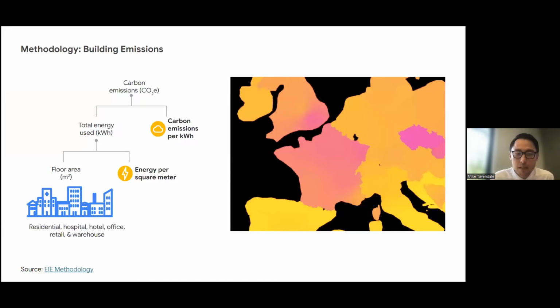So in terms of building emissions and our methodology, we first calculate the total floor area for each building type, which allows us to account for mixed-use buildings. We then use region-specific energy intensity factors from the Climate Action for Urban Sustainability tool, also known as CURB, to estimate the total energy consumed to power each type of structure.